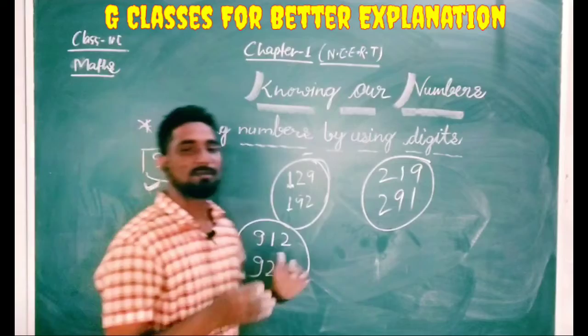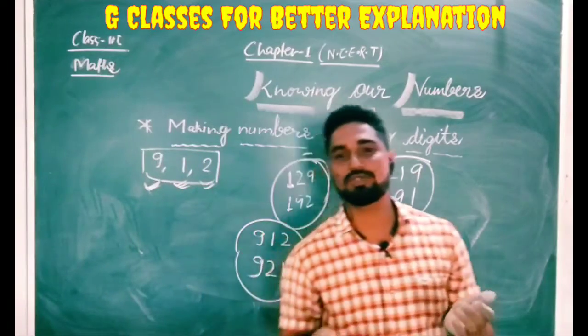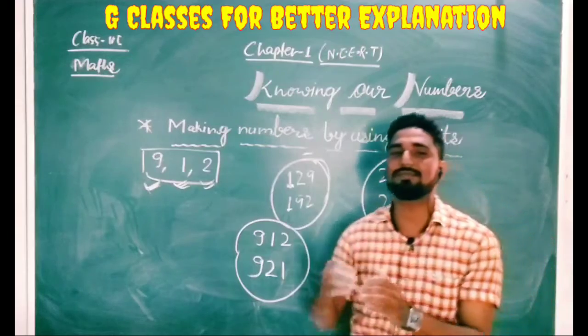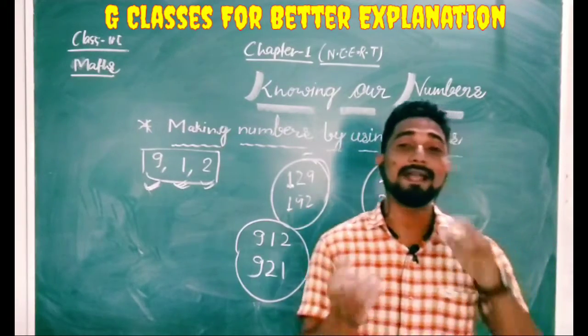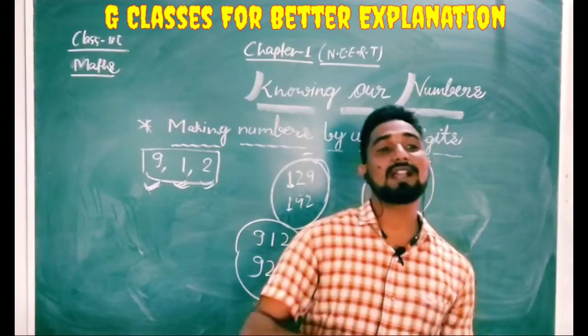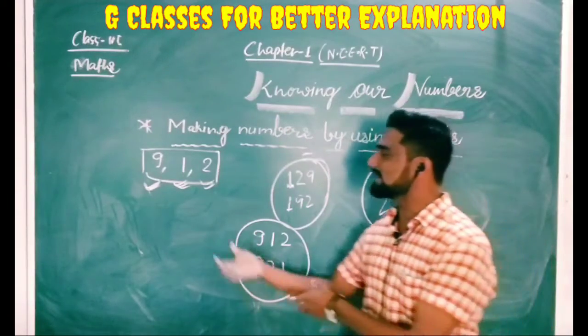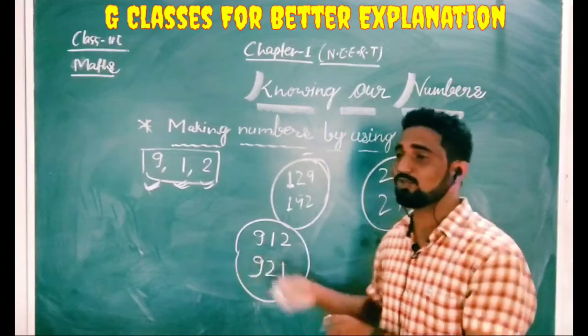So such kind of number questions will be asked to you. Digits will be given and you will have to make a number. So this is the first kind of number formation using digits. What are the possibilities to make numbers and how many numbers can be made? This is one kind of question you will get in class 6.